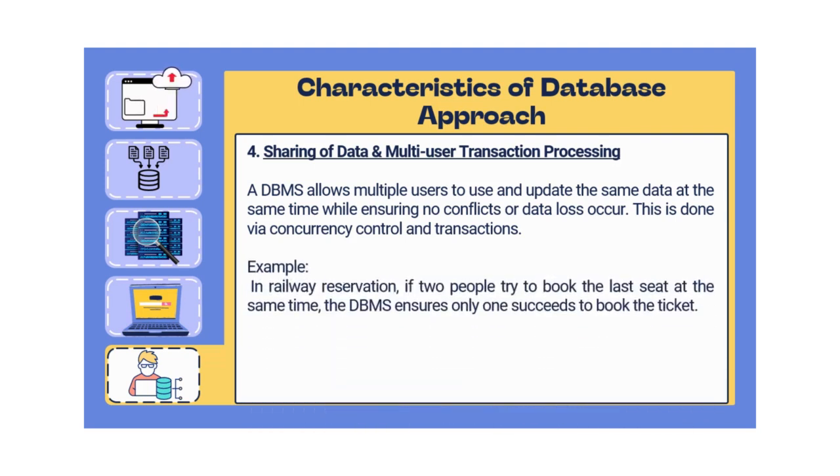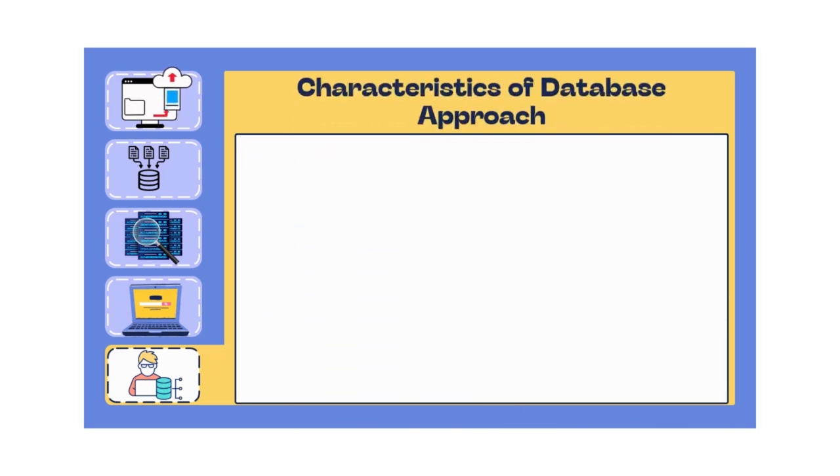So in general, data sharing and multi-user transaction processing in a DBMS ensures multiple users can access and modify the data concurrently while maintaining data integrity and consistency. For example, in a railway reservation, if two people try to book the last seat at the same time, the DBMS ensures only one succeeds in booking the ticket. The fifth characteristic of database approach is data independence.